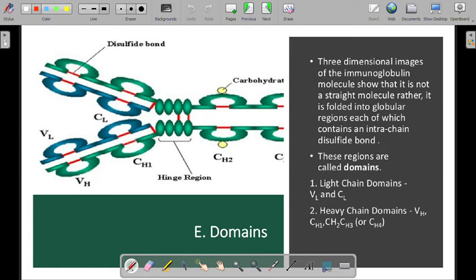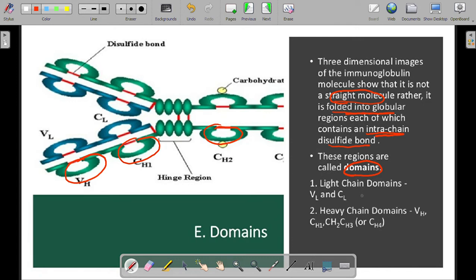Three-dimensional images of an immunoglobulin molecule show that it is not a straight molecule. Rather, it is folded into globular structures connected with the help of disulfide bonds, and these are intra-chain disulfide bonds. These regions are called domains. So these are the domains connected by the disulfide bonds.